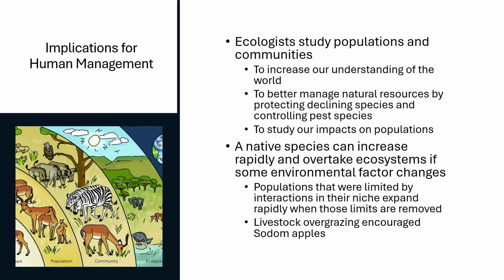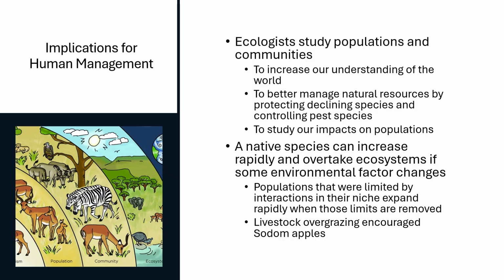Ecologists are trying to better manage natural resources. We are doing a lot of study to understand the impact that our activities have on populations. If you have mismanagement, you can have native species that increase rapidly. They can completely overtake the ecosystem, kind of like invasive species. If you don't have the right bottom-up and top-down regulation, any species can basically invade an ecosystem.